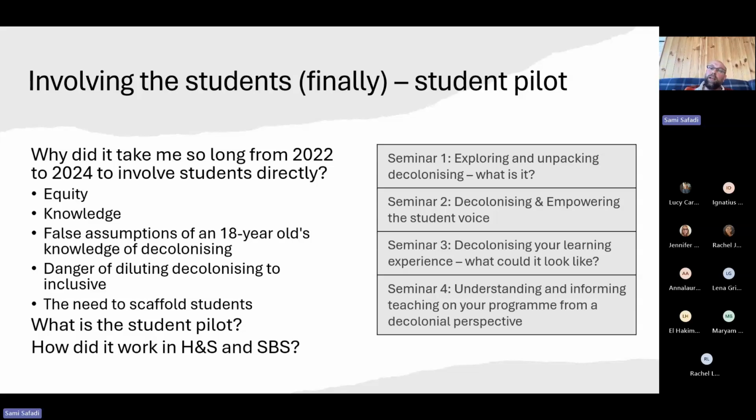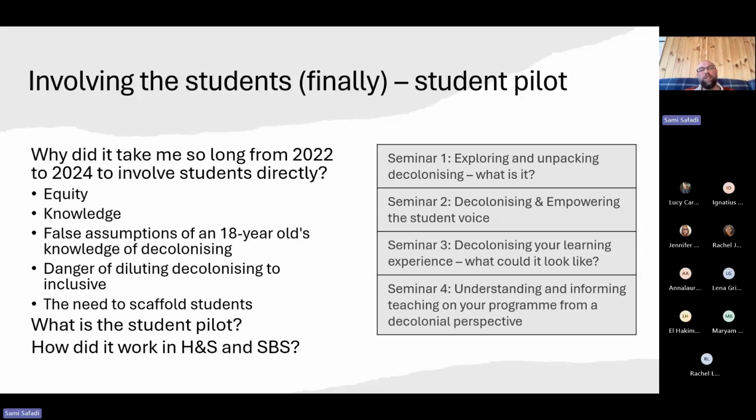So they were able to identify where that happened, and then they were able to reflect on what was your impact as a student, as a learner, in your engagement and understanding and knowledge creation when it was done like that compared to other approaches. And in the final seminar we were able to look at students understanding and informing the teaching on their program from a decolonial perspective. So what would it look like for students to then step into that space of change agents within their own program and course? Because it's all very well to talk about this from a passive, reflective point of view, but are they going to be empowered to contribute, to speak up, to make a change? And we were able to do that.